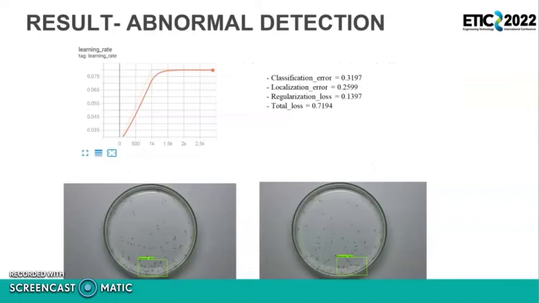Okay, next is the result for the abnormal detection. The graph on the left side shows the learning rate graph, while the figures at the bottom of the slide show the abnormal detection for the zebrafish larva. And the classification error for this abnormal detection is about 0.3197 and the total loss is about 0.71694.